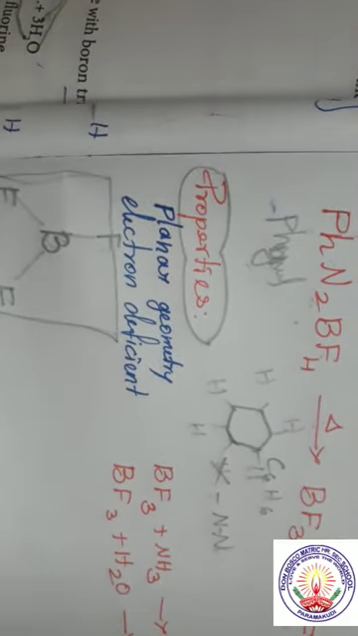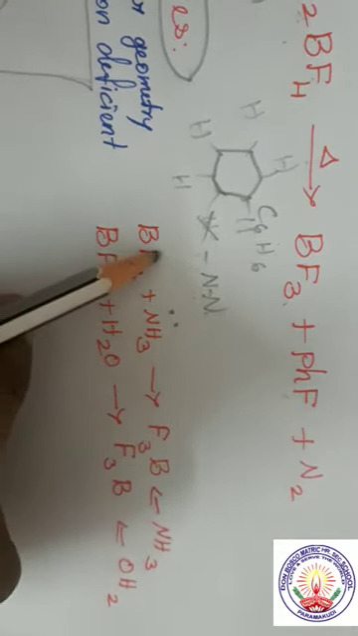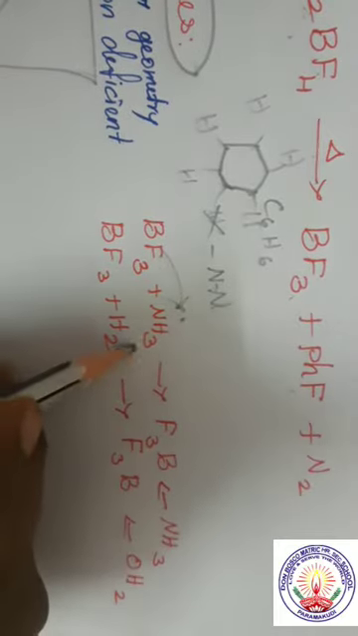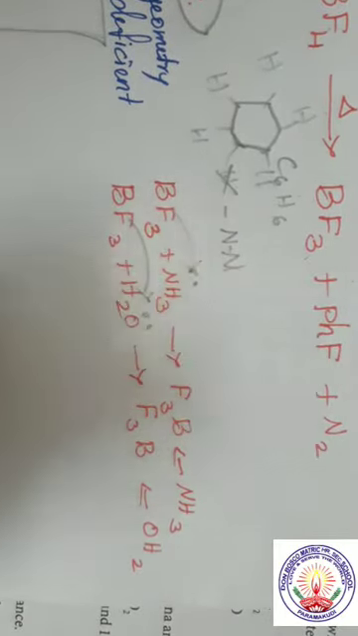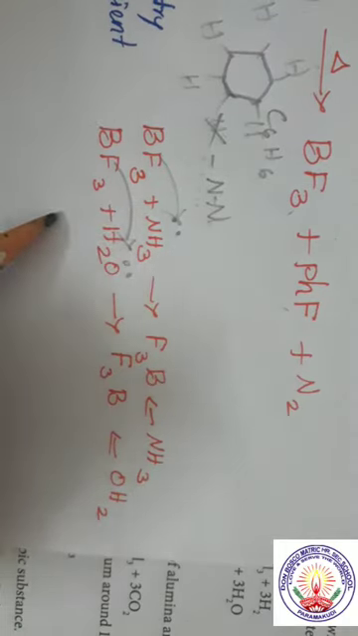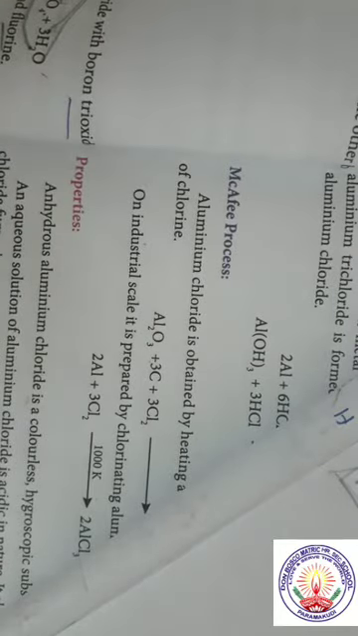Here what happens? This nitrogen has 2 electrons, so the fluorine is attaching here, and here oxygen has 2, so therefore this fluorine is able to attach here. So therefore we are getting boron trifluoride with ammonia and by adding with water. Next, on hydrolysis, boric acid is obtained.